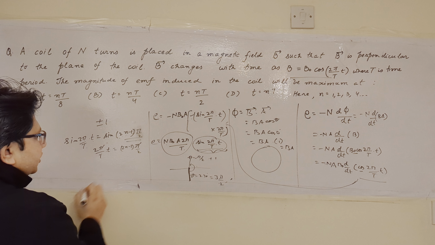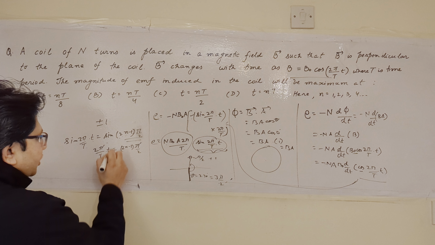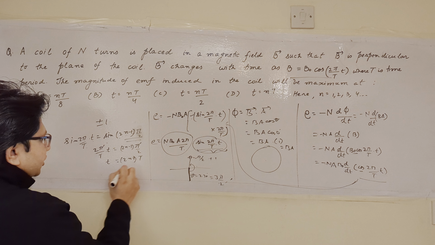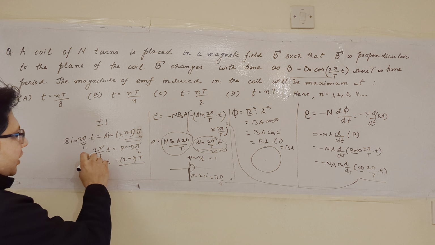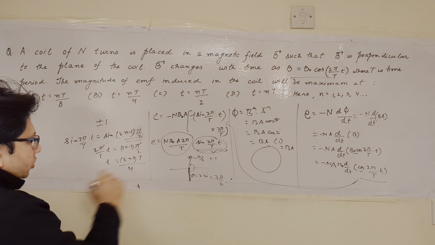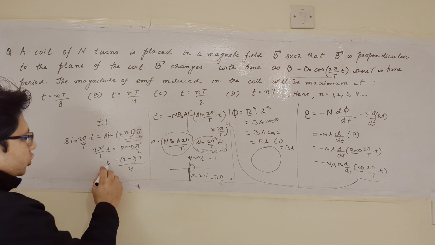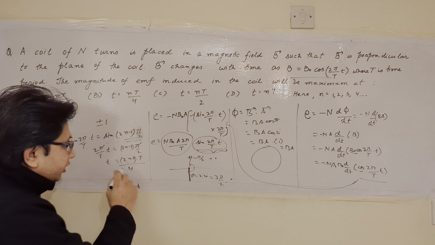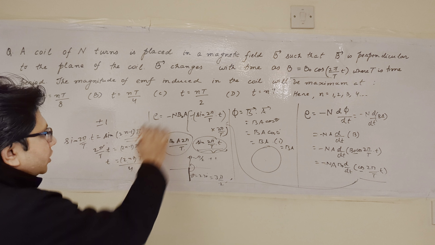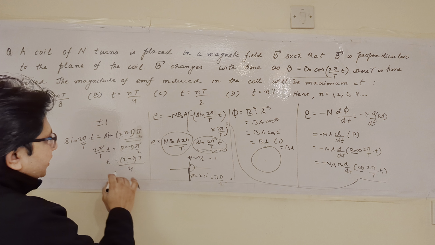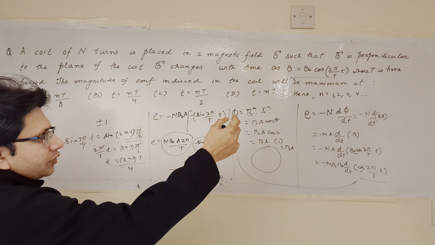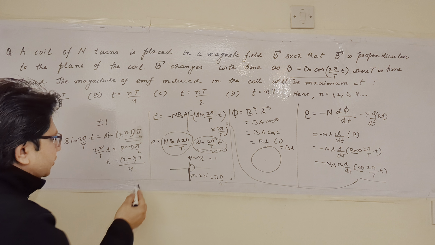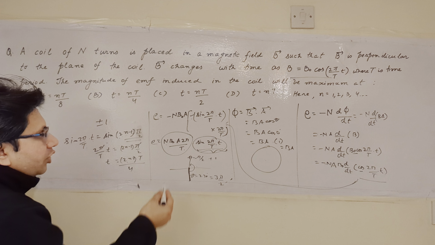Now this pi cancels with this pi, and we have to find the value of small t. So small t becomes (2n minus 1) times capital T, and we cross multiply this 2 with this 2, so we get 4 here. So small t becomes (2n minus 1) capital T by 4. This is the generalized value of the time. So this is the answer, and we can put the values of n as 1, 2, 3, 4 and so on in this expression, and we get the values accordingly.